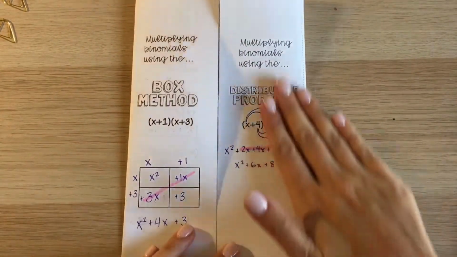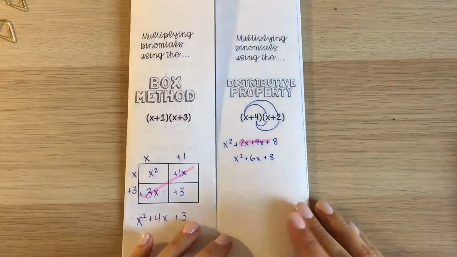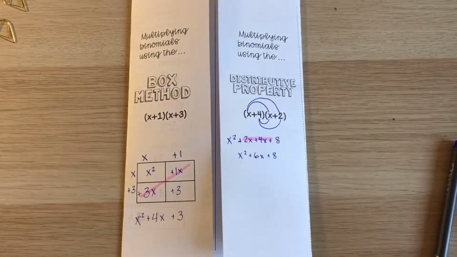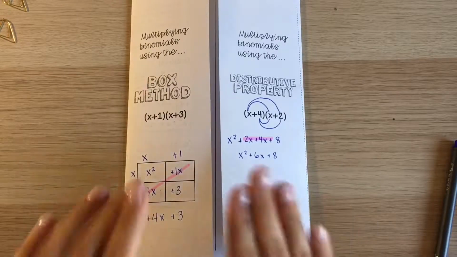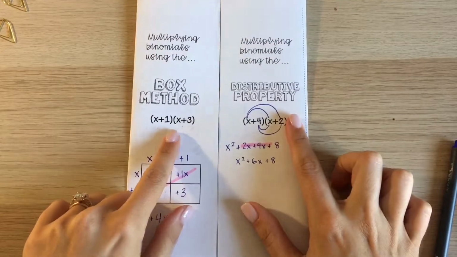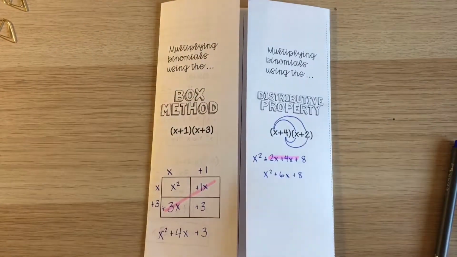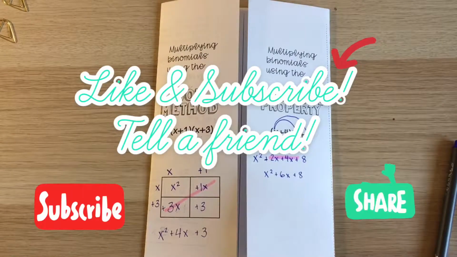So I hope this video was helpful for you in learning how to multiply binomials and organize your work in 2 different ways. Now you want to think which one is your favorite, box method or distributive property. Whichever one you choose, you can use throughout your work as you multiply binomials.